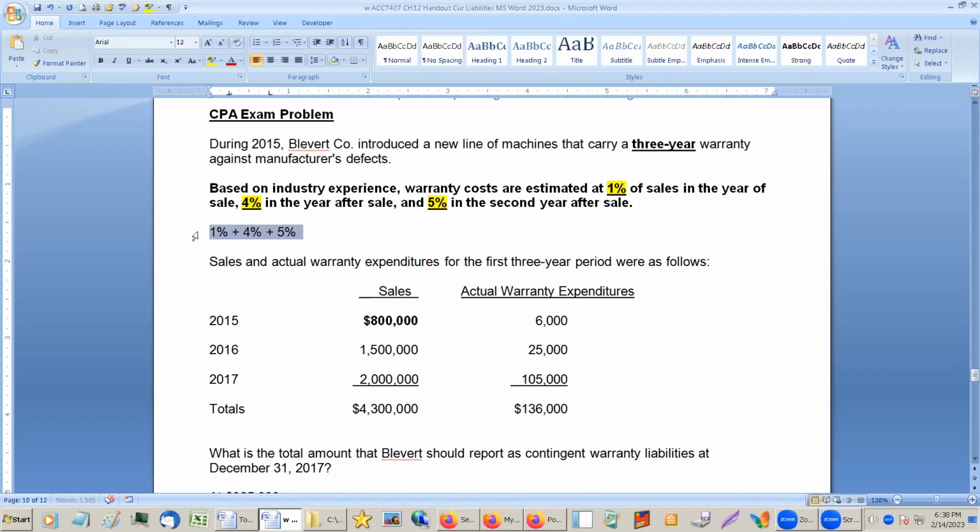So we're going to recognize all of these all at once. Because we know they're going to pay out 1% the first year, and so on. So right when we make the sale, we're going to have 10%.